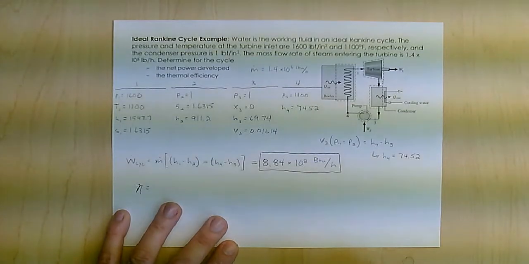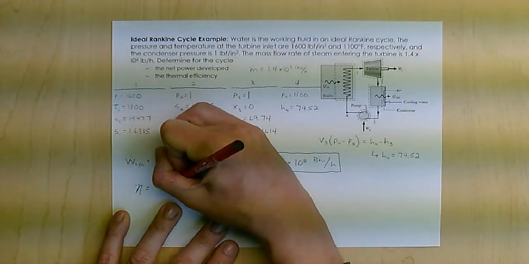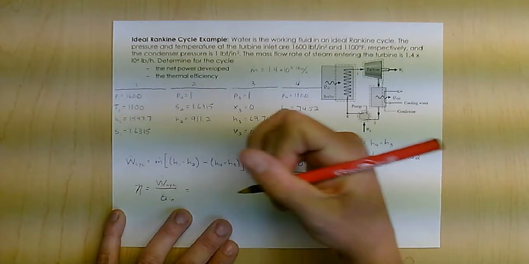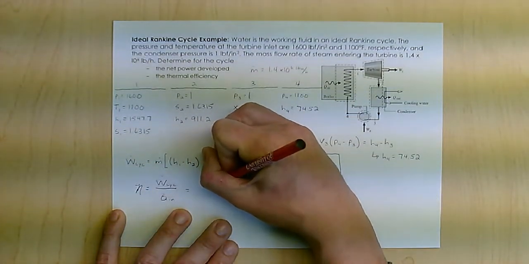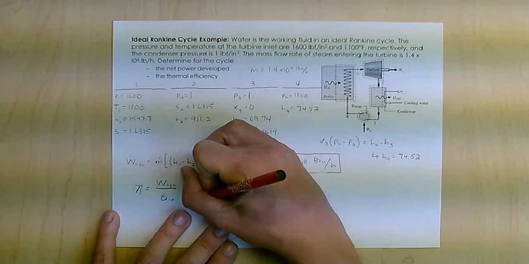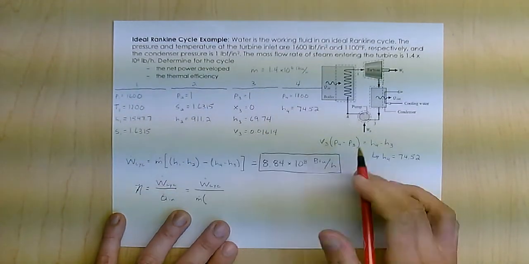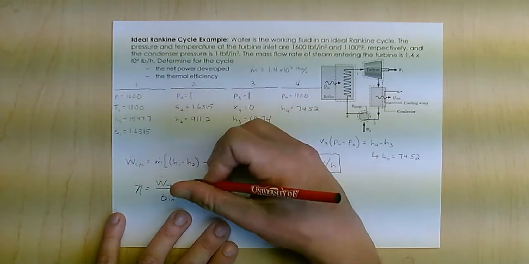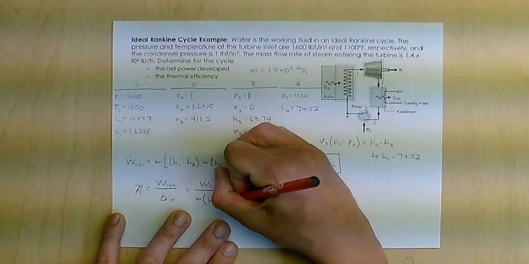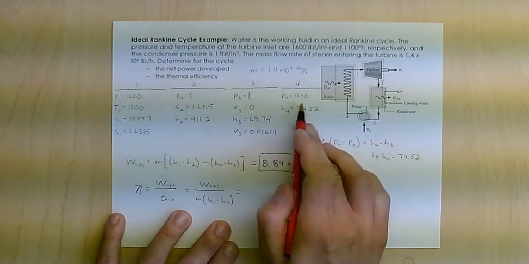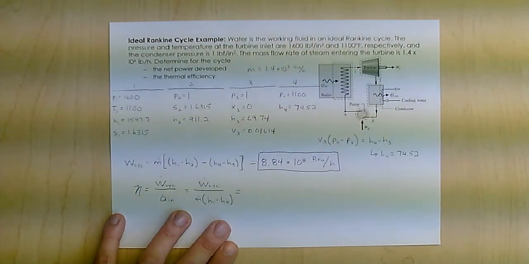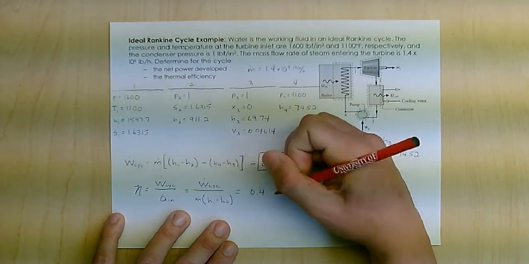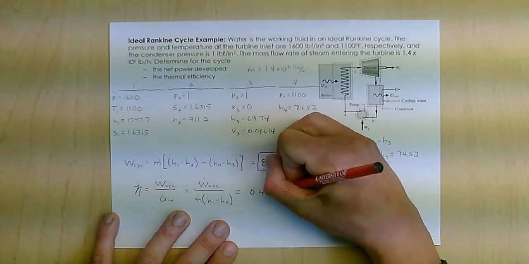My thermal efficiency is going to be the work of the cycle over Q in, which is the work of the cycle I just calculated, divided by the mass flow rate of what comes into the boiler, times H1 minus H4. Knowing those H values, I can just plug them in here and find my thermal efficiency to be about 43%.